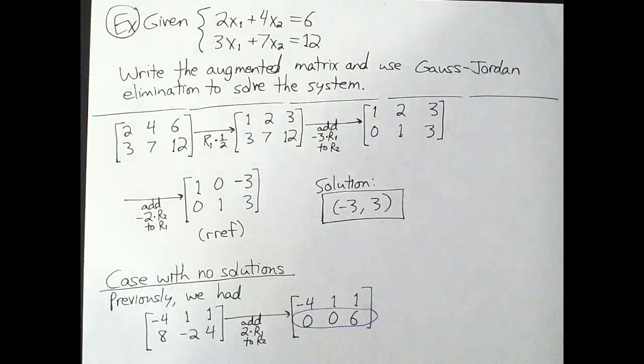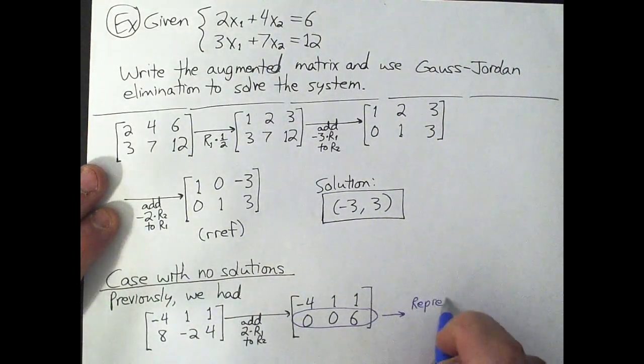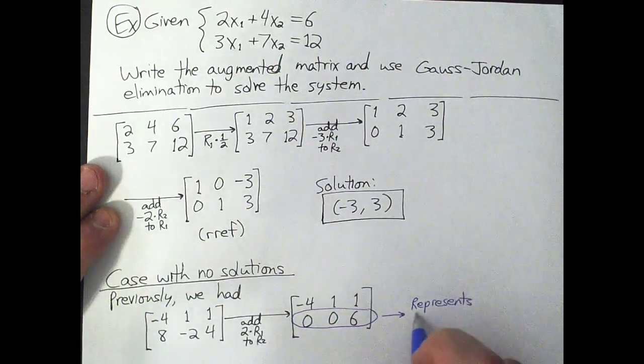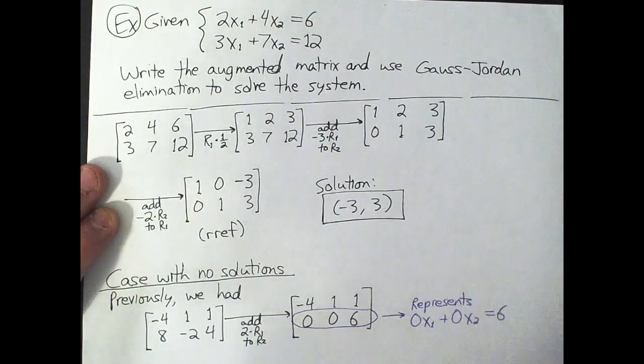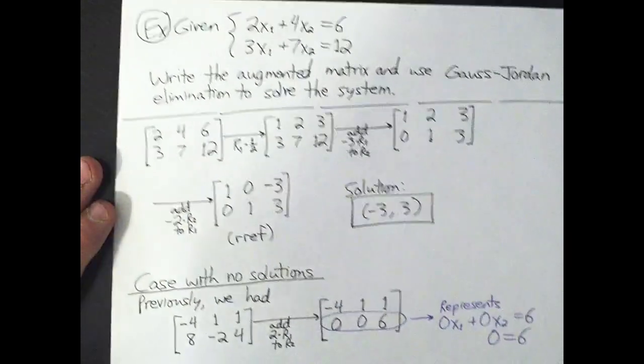And the reason is because I know that the final column of this augmented matrix represents the right-hand side. It's like the things to the right of the equal sign. So there's something something equals 6. So I'm looking at this and thinking, this represents 0x1 plus 0x2 equals 6. Or in other words, 0 equals 6. And this is what we had last time, and I said this never happens.